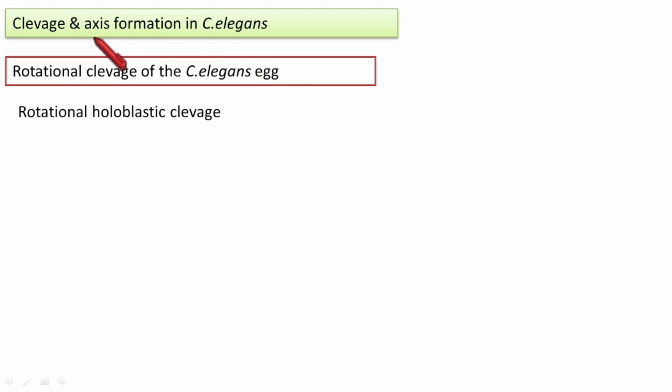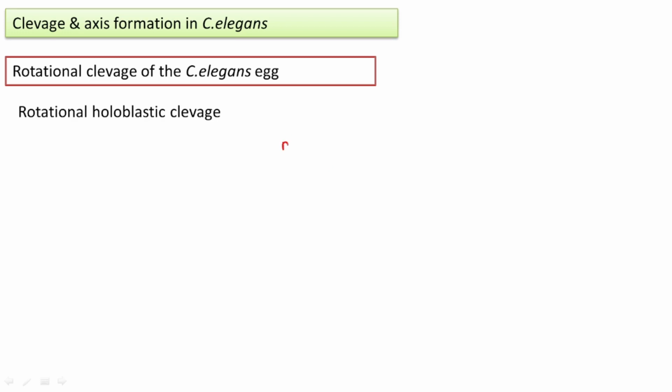Next, we are going to see the cleavage and axis formation in C. elegans. Axis means the anterior-posterior axis, the dorsal-ventral axis, like that. The cleavage in C. elegans is rotational. What type of rotational? Rotational holoblastic cleavage. Holoblastic cleavage, we know, results in equal sized cells. So, what is rotational holoblastic cleavage? In this type of cleavage, we can observe two planes of division. Which are those two planes of division?